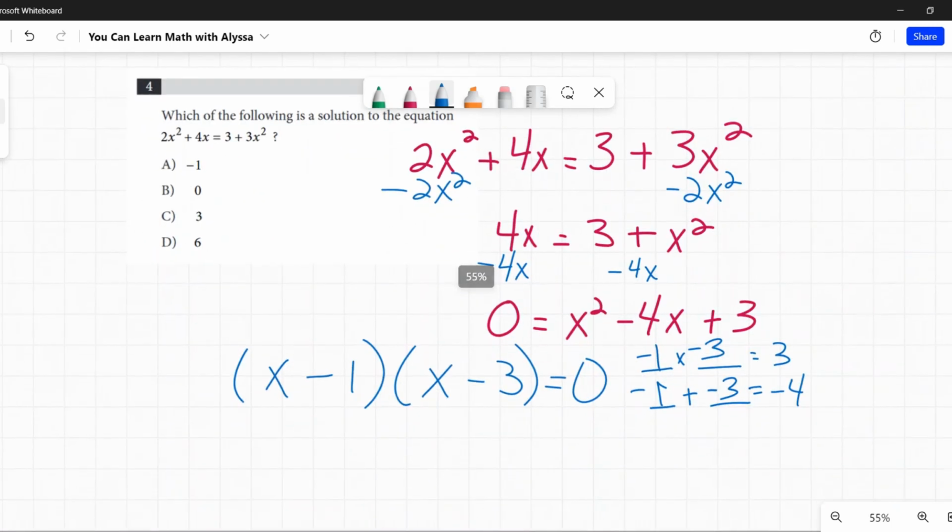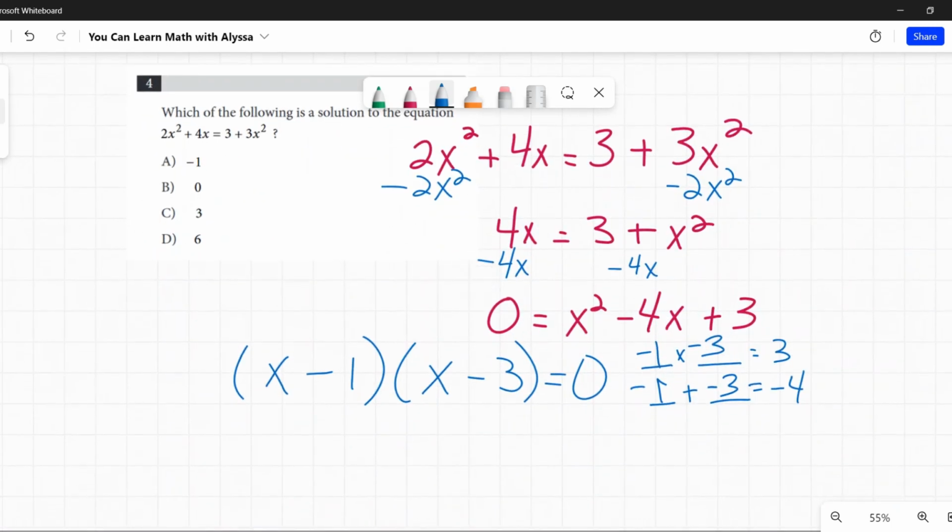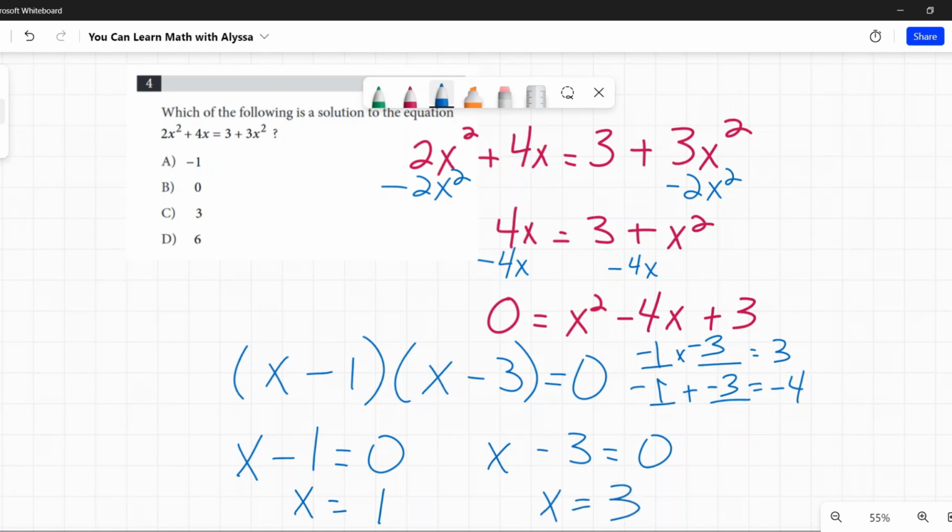Now to find these solutions, I need to set each of these separately equal to 0. So x minus 1 equals 0 and x minus 3 equals 0. Solving for x on this side, x is 1, and over here, x is 3. So I have my options. It says which of the following is a solution, because there are 2 of them. So I'm looking for either 1 or 3, and there is 3 as C being my answer.